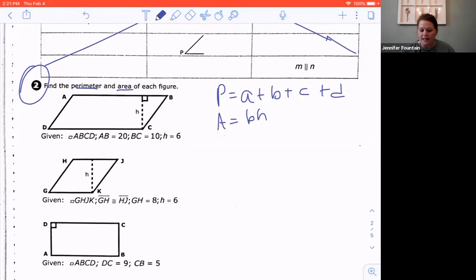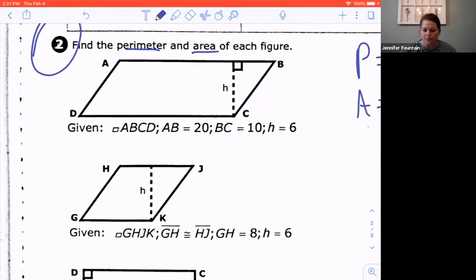And remember, your base is going to be one of your longest sides. Your height goes from that vertex up, okay? And so in here, it tells you what each of the measurements are. So what I would want you to do when you're looking at this one is go ahead and label everything. It says AB is 20.